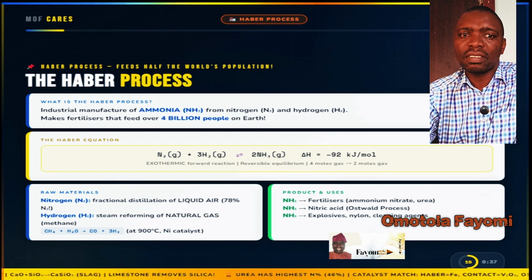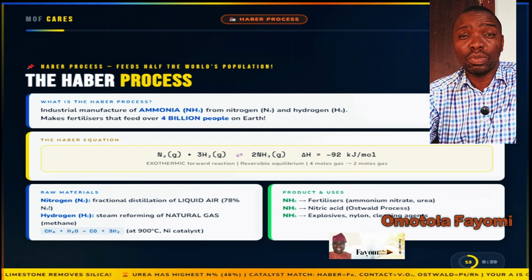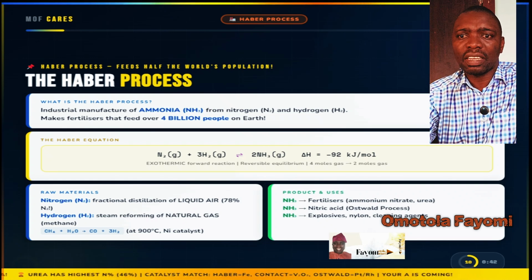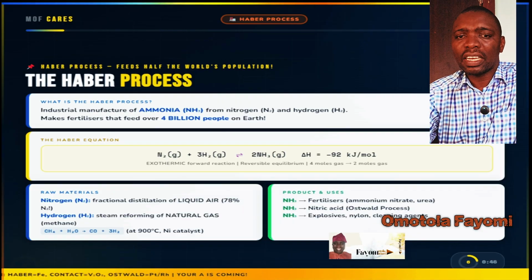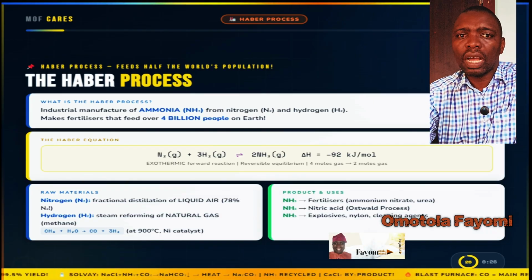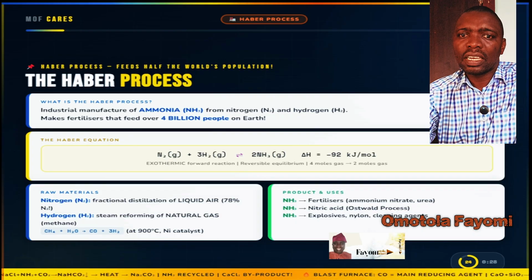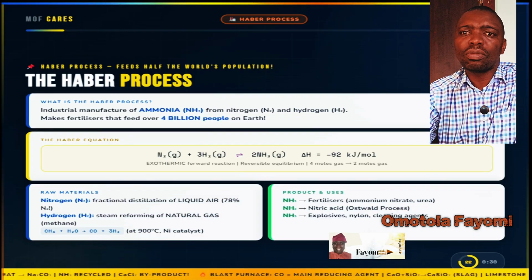The starting materials: nitrogen comes from the fractional distillation of liquefied air. Air is 78% nitrogen. It is all around us. Hydrogen comes from steam reforming of natural gas: methane plus steam at 900 degrees Celsius with a nickel catalyst gives CO, carbon monoxide, and hydrogen. The carbon monoxide is then converted to more hydrogen by the water-gas shift reaction.